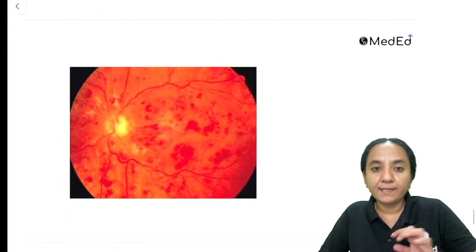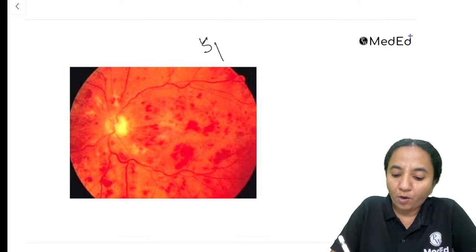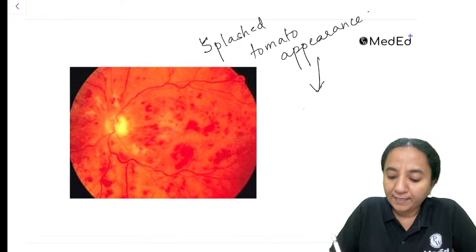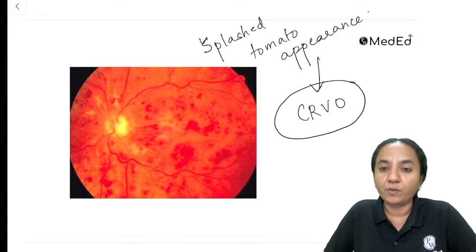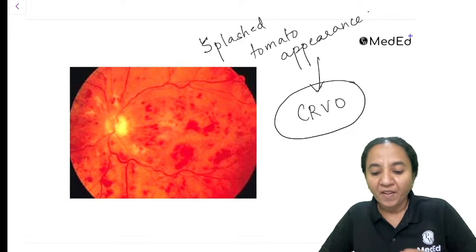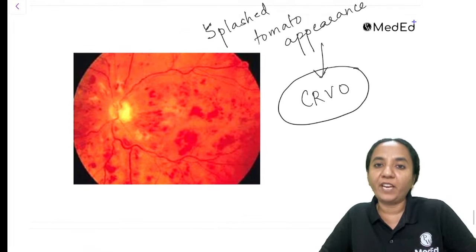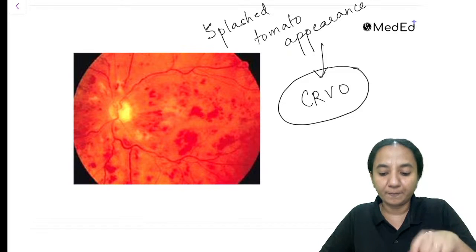Next, look at this. The whole retina is full of hemorrhages. What is this called? This is called your splashed tomato appearance. And this is seen where? This is seen in CRVO, that is central retinal vein occlusion. So central retinal artery occlusion presents like this, cherry red spot, and central retinal vein occlusion, splashed tomato appearance. Whole retina is full of hemorrhages.